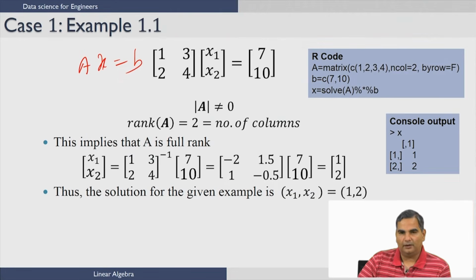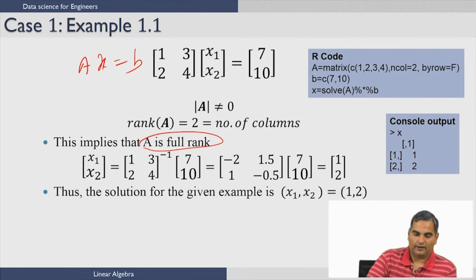And this can also be seen from the fact that the determinant of A is not 0. From your high school, you know the determinant is going to be in this case simply 4 times 1 minus 2 times 3. So, this is not 0. So, rank of A is 2. So, we have maximum rank, that matrix size is 2 by 2 and the rank is 2. So, this implies that the matrix is full rank.